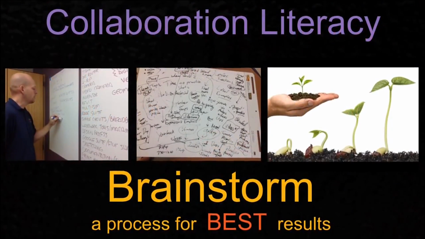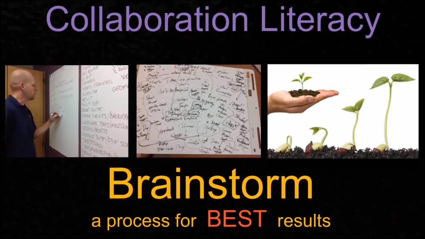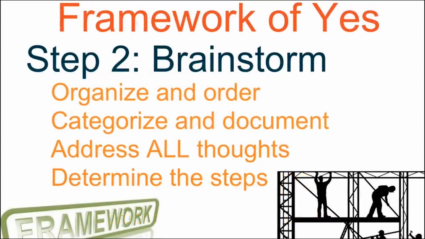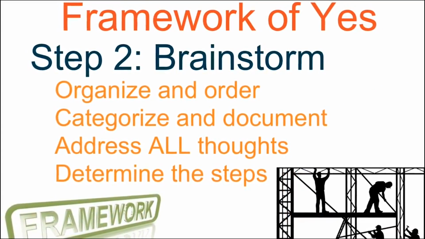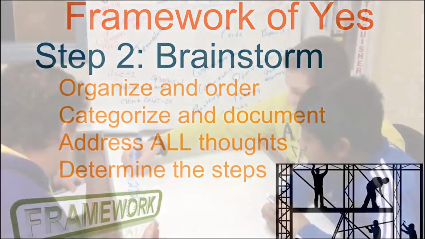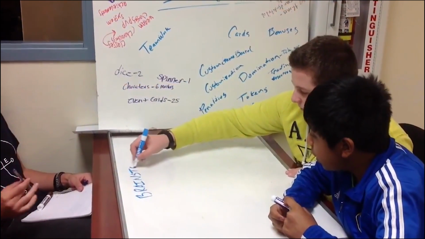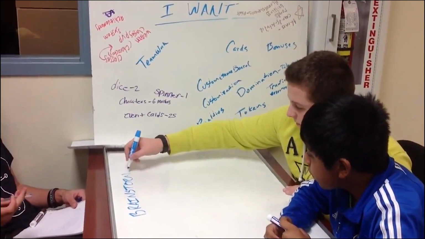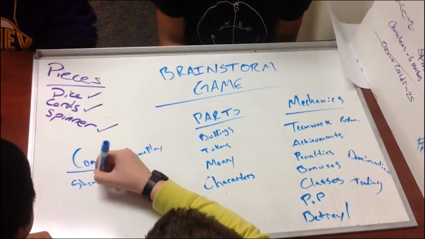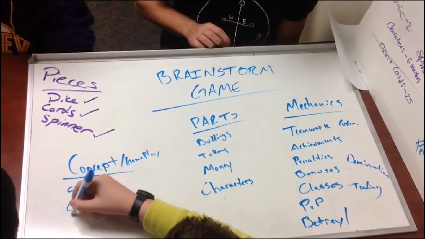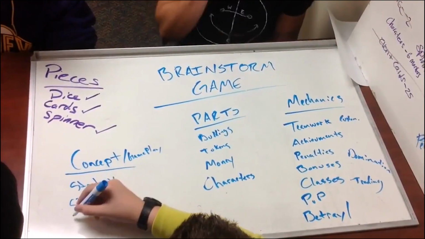Step 2 is Brainstorm. In this step, members use the Dreamstorm as a guide for organization, parts and pieces, ranking, and decision making. The steps are organize and order, categorize and document, address all thoughts, determine the steps. Organizing all the wonderful ideas is the logical step. Themes emerge and similarities are noted. The group addresses areas to focus on.